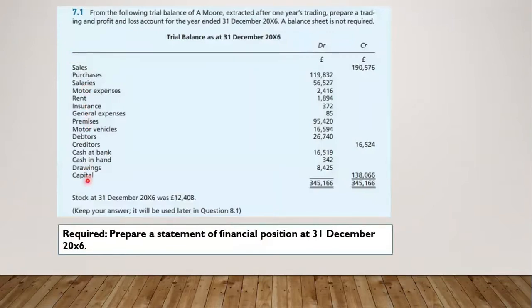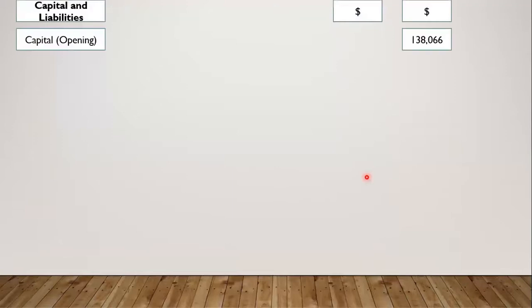Okay, please always remember that the capital figure that is in the trial balance will be considered as opening capital. This will be the only number in regards to the capital in our question. And inshallah, it will always be given unless this is the first year of business. Here it's 138,066. I'll go back to my answer sheet, copy and paste its value, 138,066.